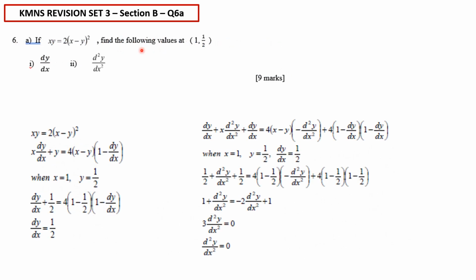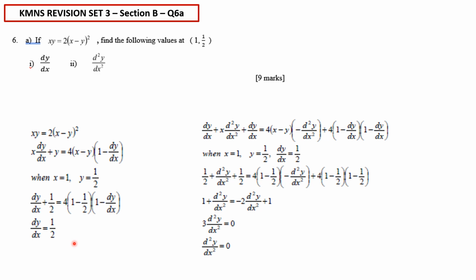Again, for set 3, we ask you the first one, the implicit differentiation for x squared equals 2x minus y squared. So xy you can differentiate using the product rule, and 2x minus y you can differentiate directly because 2 can be brought to the front, x minus y can be differentiated with x giving 1 and y giving dy dx. And you can substitute directly the values x equals 1 and y equals half to get the value of your dy dx.